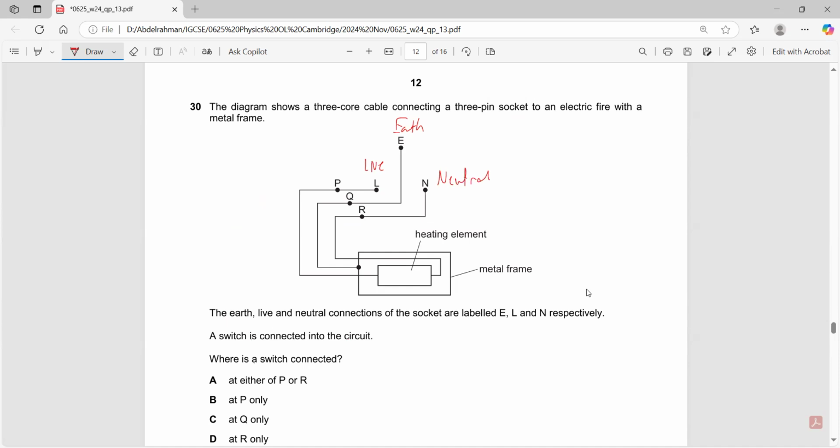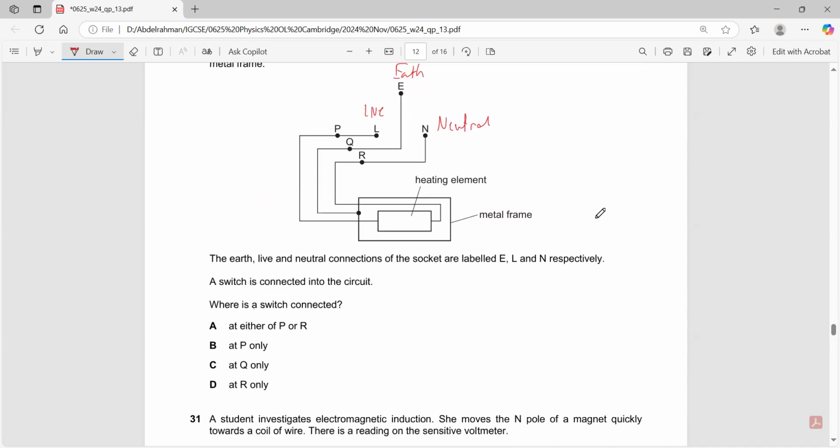Where is the switch connected? Where should we place the switch? That's simple. We have to place the switch on the live wire, which is at P. Switch, live, at P. That's all you need to do.